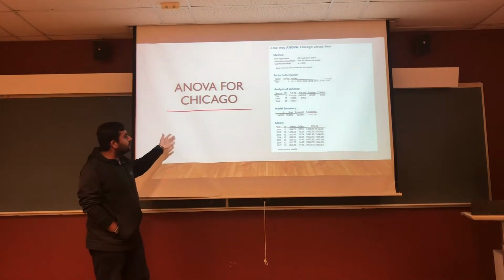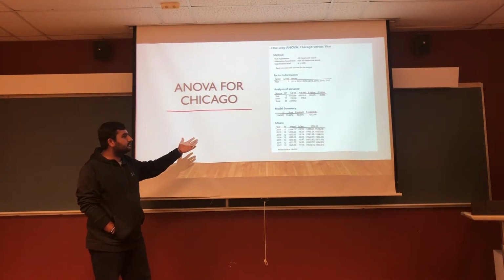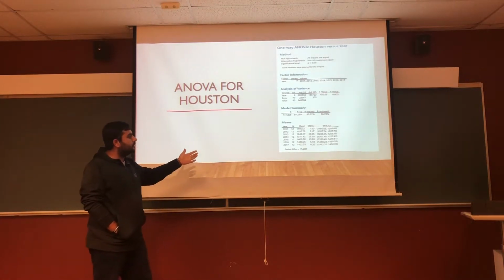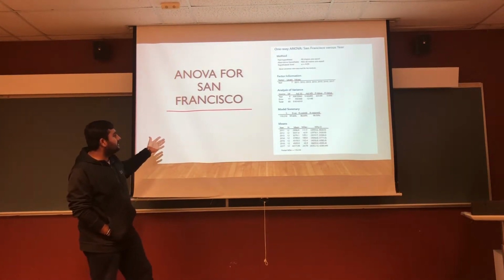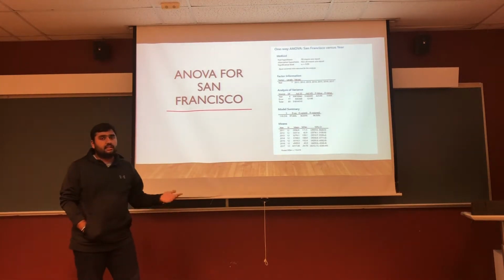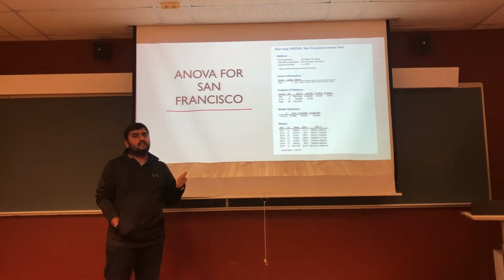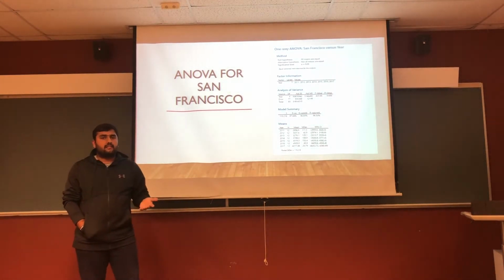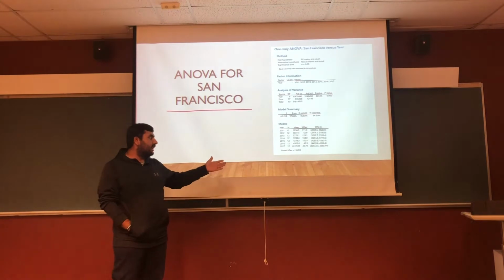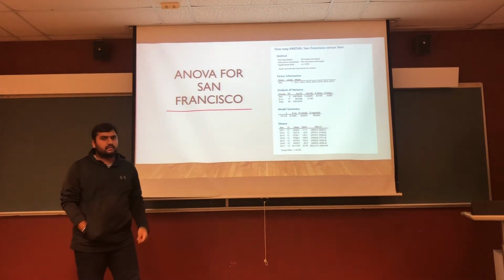In the case of Houston, the pooled standard deviation is 17.4205, and in the case of San Francisco, the pooled standard deviation is 110. It's greater in the case of San Francisco because the average rent in San Francisco is much higher compared to the other three cities, and hence it has a greater pooled standard deviation.